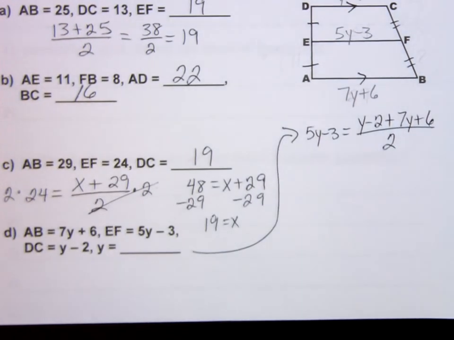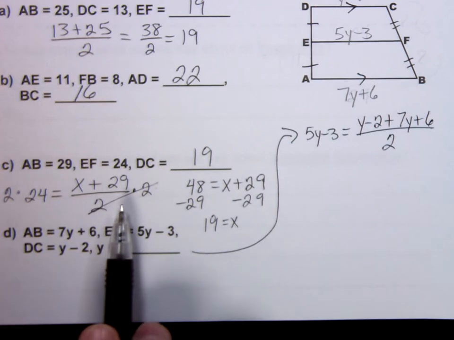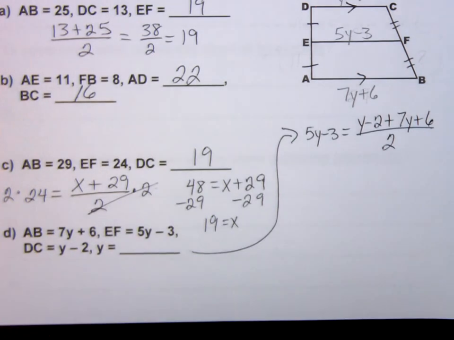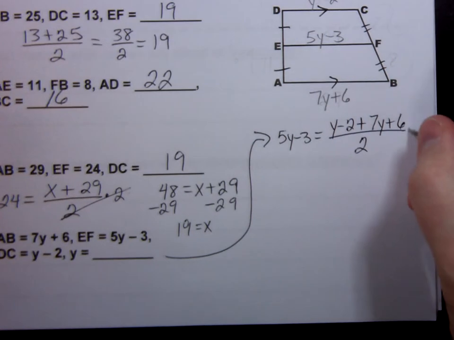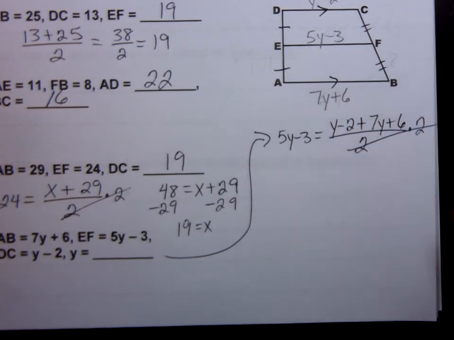Same first step that I did over here. I don't want that 2 in the denominator. I want to get rid of it. So the first thing I'm going to do, all this is being divided by 2. I can do the opposite, multiply by 2 to get rid of that. Now if I multiply by 2 on one side, I got to multiply by 2 on the other side.